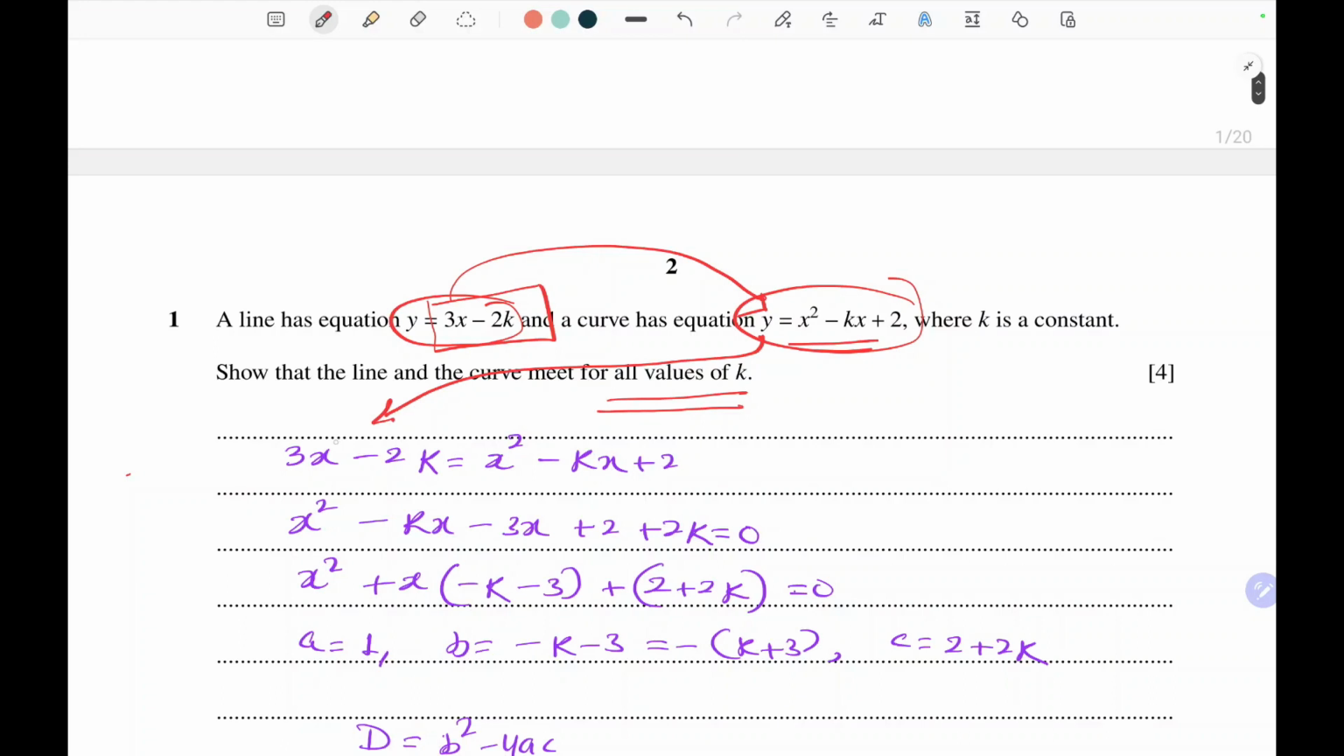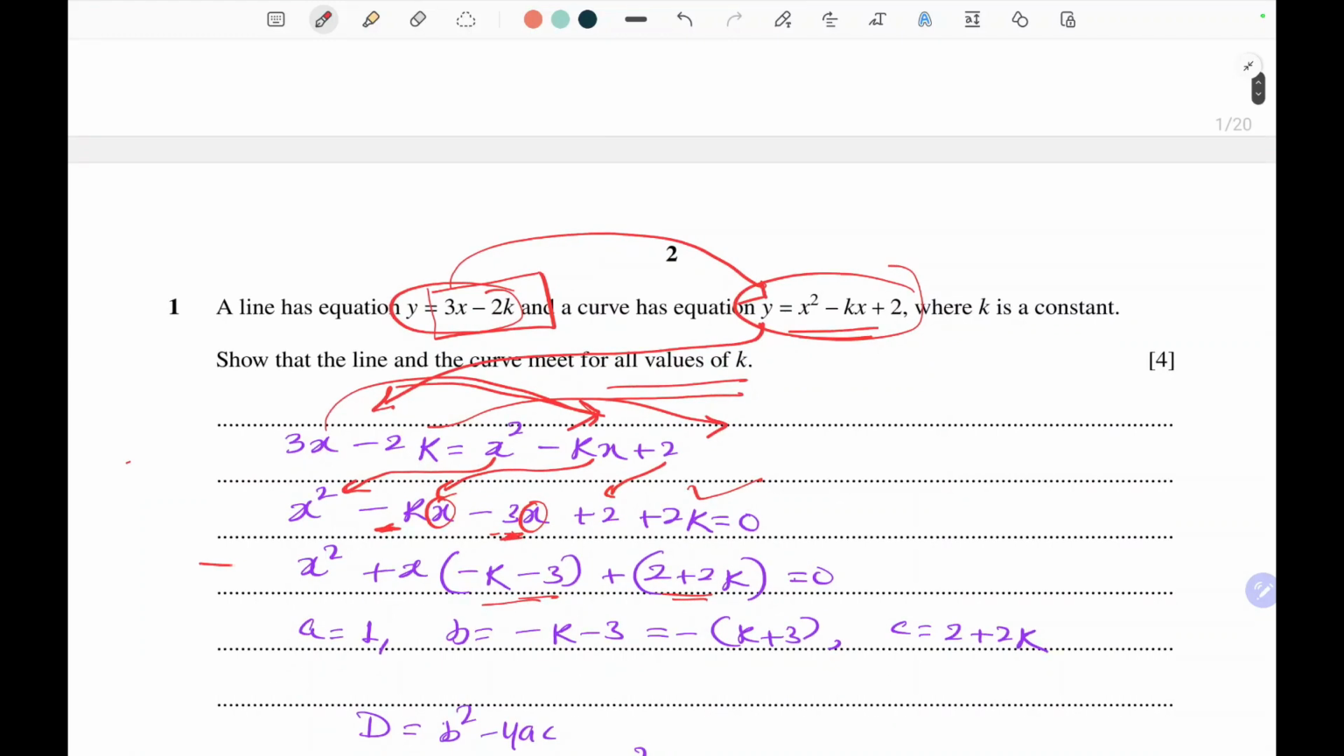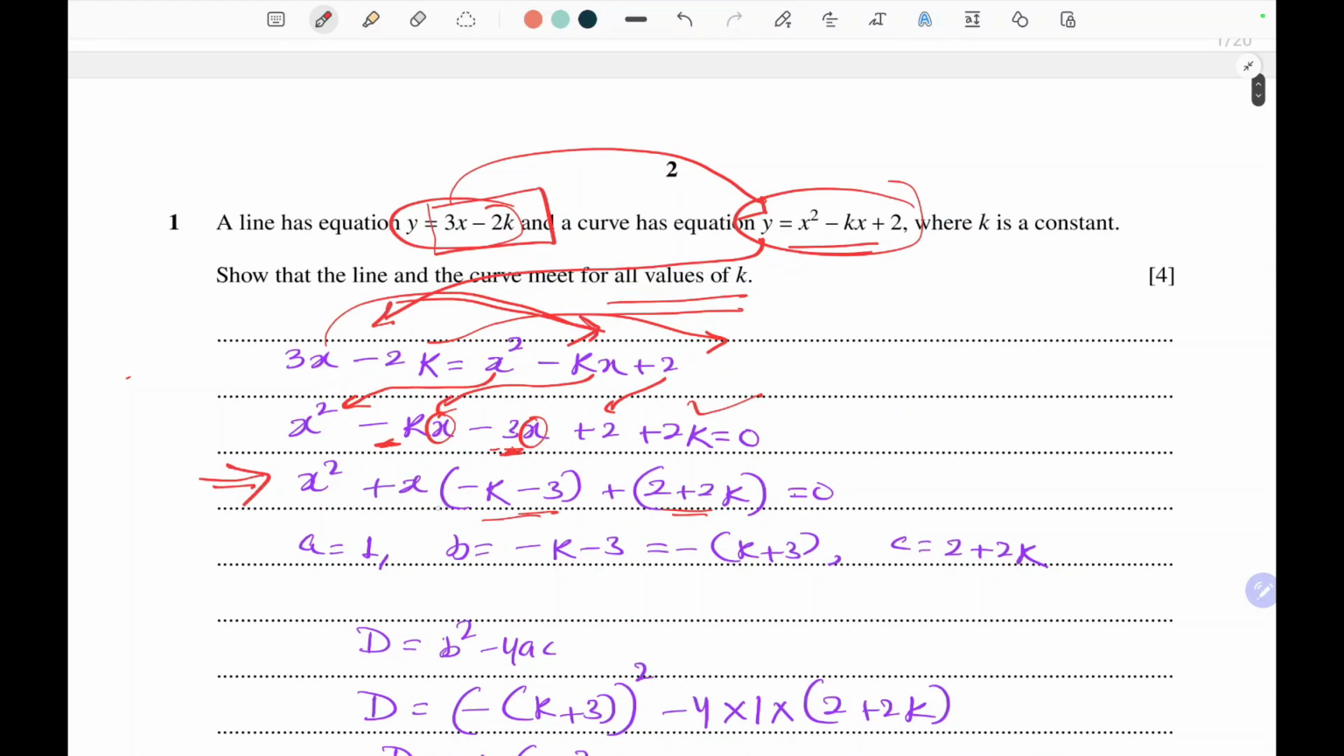Now take 3x to the right side and keep x squared here, minus kx here, and 3x when you shift to the right side is minus 3x, and plus 2 here, and when you shift minus 2k to the right side it is plus 2k. Now this is x squared, and we can take x common, so minus k and minus 3 we got here, and this is 2 plus 2k. So this expression is a quadratic: x squared plus x times some coefficient plus a constant. The x squared coefficient is 1, the x coefficient is minus k minus 3, and c, the constant, is 2 plus 2k.